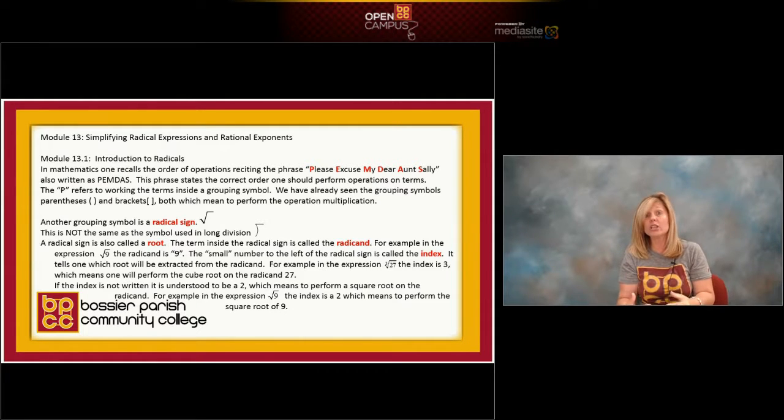Our goal in this module is to learn how to work this symbol. What operation does it mean to do? I'm going to see you in the next module, and we're going to discuss that. Thank you.